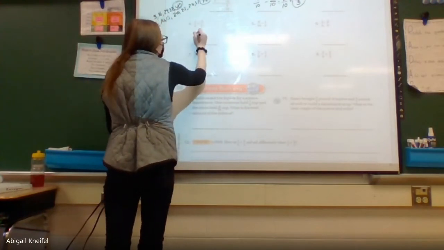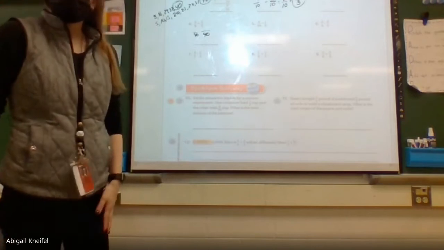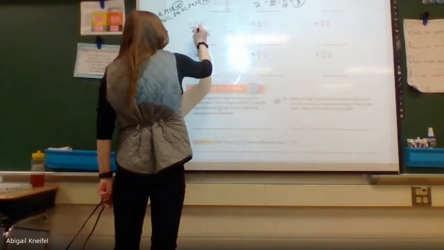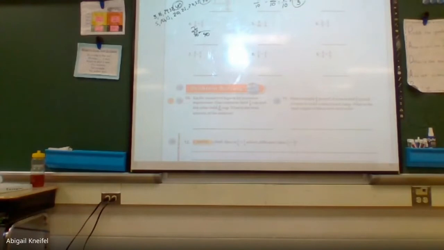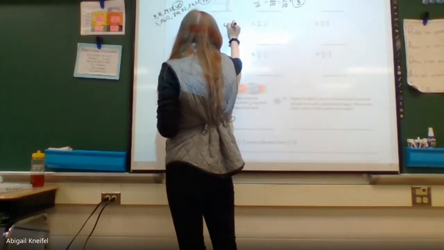40. How many times do I need to multiply 8 to get it to 40? 5 times. 5 times 5 is? 25. How many times do we need to multiply 5 to get it to 40? 8. What is 2 times 8? 16. 25 plus 16 equals 41 over 40.